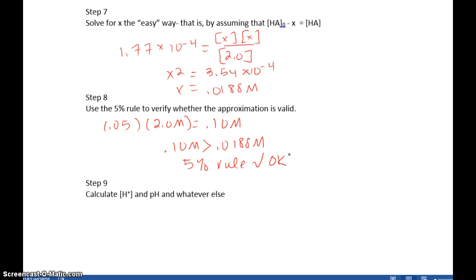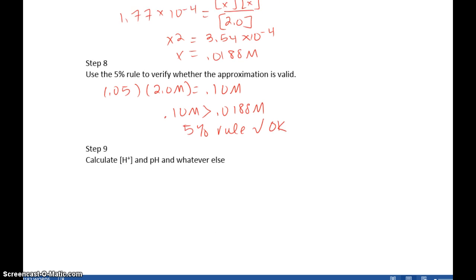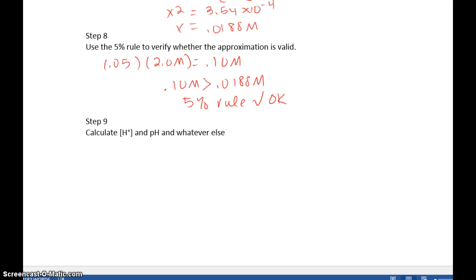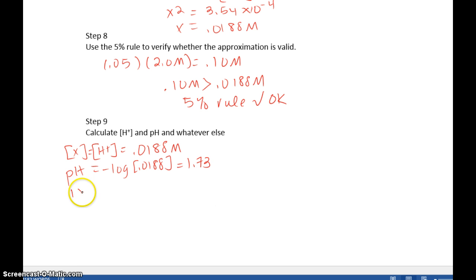Okay. And then it says 9, and this is where 9 is going to deviate from what we've done before. It says calculate the pH, and whatever else it asks for. So our hydrogen ion's already done because that's our x value. So x, which is equal to the H plus, is equal to 0.0188 molar, which means my pH is equal to the negative log of 0.0188, which is equal to 1.73. It wants us to do the hydroxide. So 1 times 10 to the minus 14 is equal to 0.0188, which is my hydrogen, times the hydroxide. So my hydroxide ion concentration, in this case, is 5.32 times 10 to the minus 13.